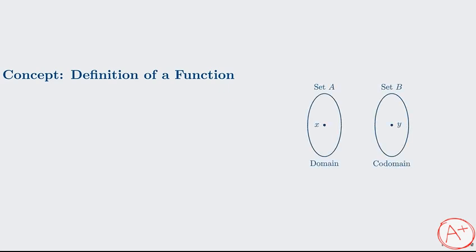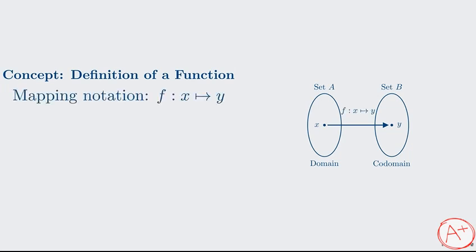In additional mathematics, we define a function as a specific type of relation. Specifically, it is a rule that assigns each element in a set A, which we call the domain, to exactly one element in a set B, known as the codomain. We often use mapping notation to express this. The letter f denotes the function, and the arrow shows that x is mapped onto y.